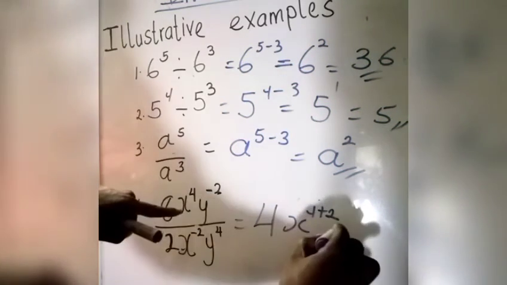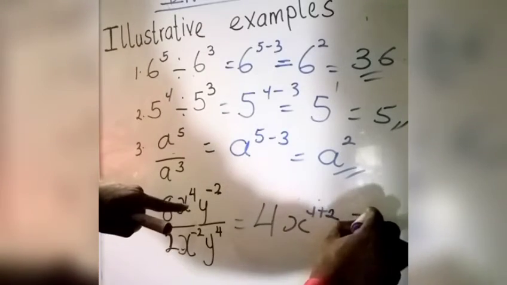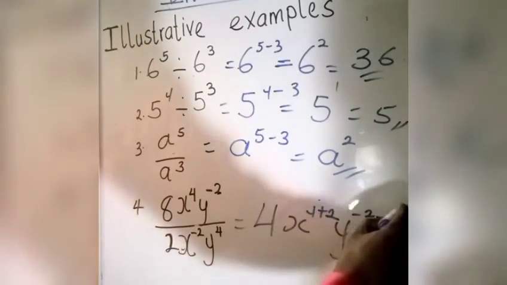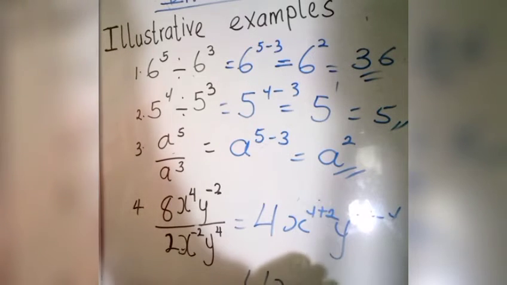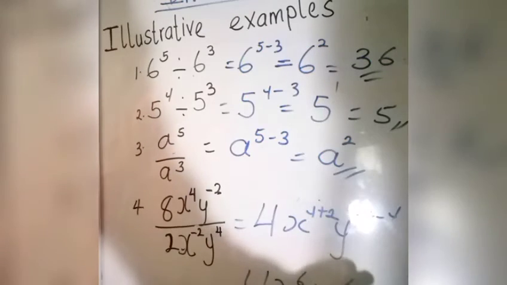And here too, you bring your y as 1, negative 2 minus 4. Good. So our final answer will be 4, 2 plus 4 will give you 6, and y negative 6.